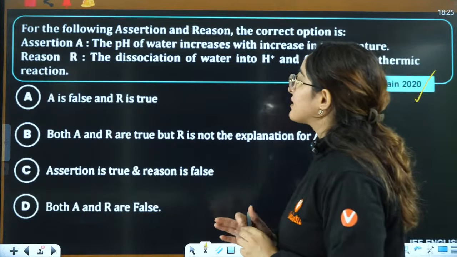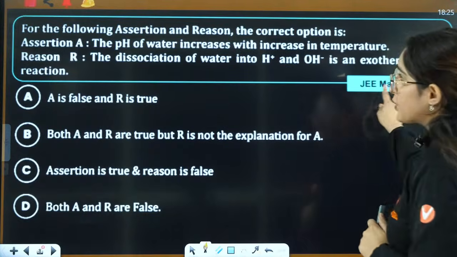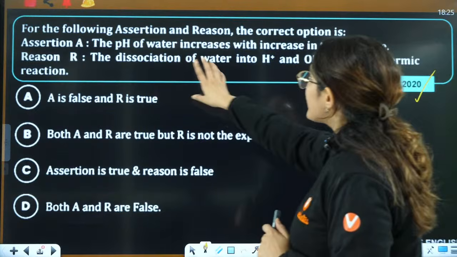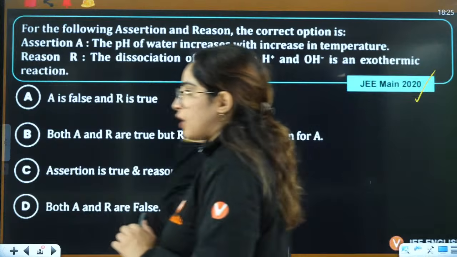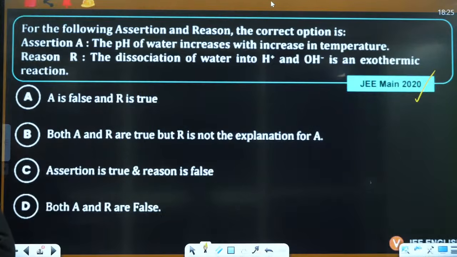Okay, so this is an Assertion Reasoning 2020 question: the pH of water increases with increase in temperature. Now tell me about this. Yes, students, let me see if you can answer this or not. Who will answer this? Tell me.